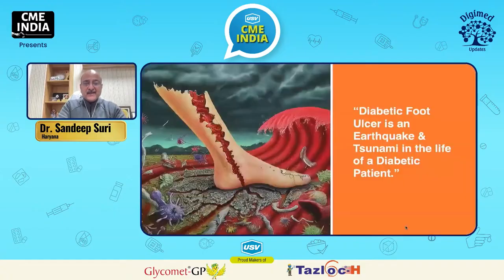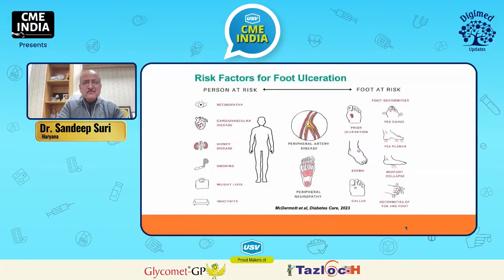There is a simple break in the skin envelope and the patient develops a diabetic foot ulcer. This is an earthquake, a tsunami in the life of diabetic patients. But why does the foot ulcerate? There can be a person at risk with various complications of diabetes, maybe micro and macrovascular complications, certain habits like smoking, sometimes sarcopenia, inactivity, even severe weight loss, and also inactivity, all can lead to increased risk of foot ulceration, but predominantly it is peripheral neuropathy.